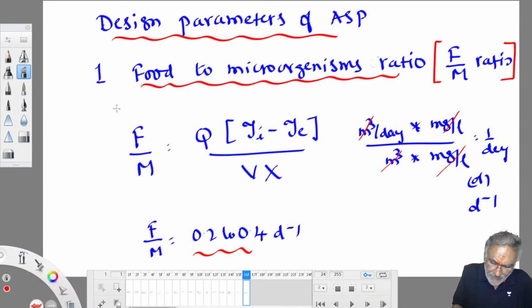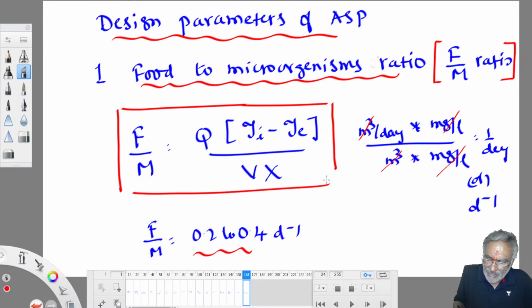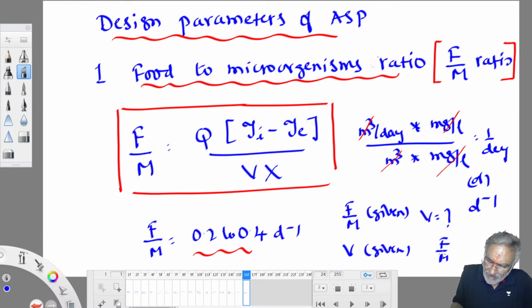From the exam point of view, whenever F/M is given, you are expected to find out the volume of the aeration tank. Whenever the volume of the aeration tank is given, directly or indirectly, you are expected to find out F/M. So this kind of questions they will ask in the exam. Understood now? Arjun and Ankit Kumar.